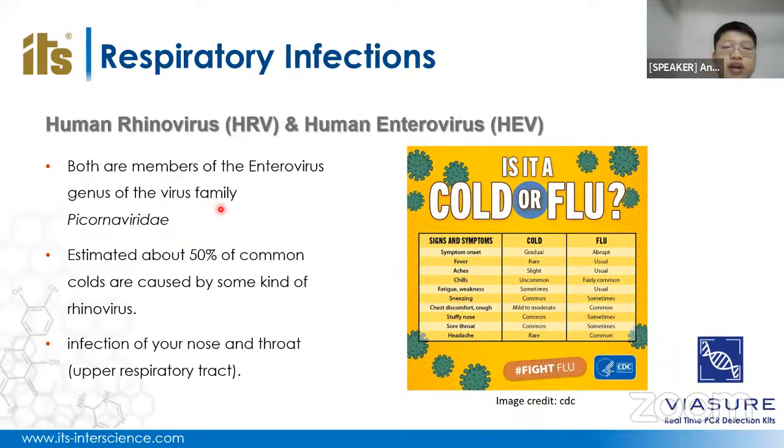HRV and enterovirus are both from the family of the picornavirus. It is estimated that about 50% of common colds are caused by rhinovirus. The infections are normally of the nose, only in the upper part.